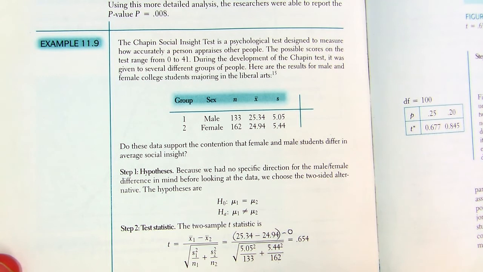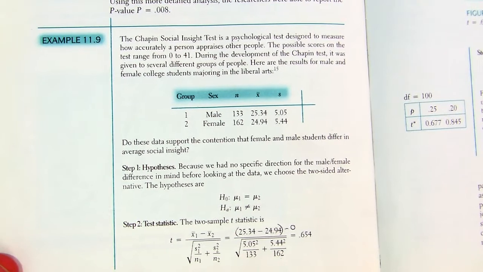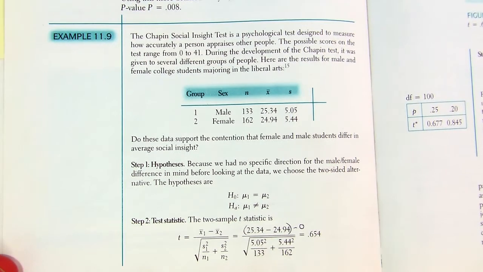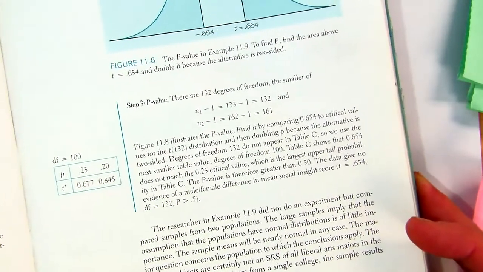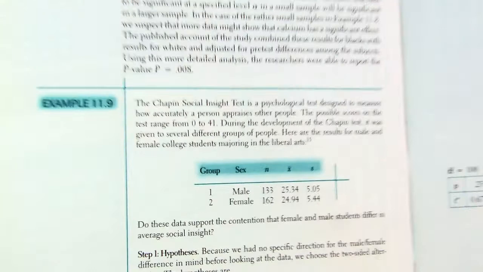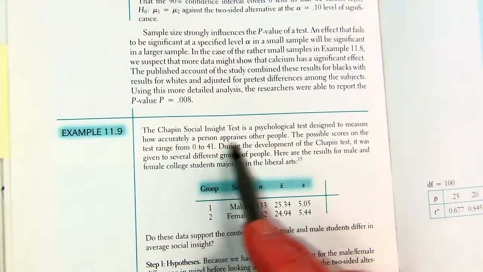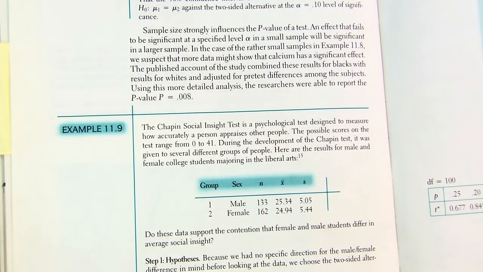Once you have a t-score or a z-score, you can find your p-value. If it's low, reject h sub o. If you look on the next page here, the p-value is actually high, so we would not reject h sub o. Once again, I disagree. There's no way that males have the same social insight as females, but I'm going to have to go against the book here.